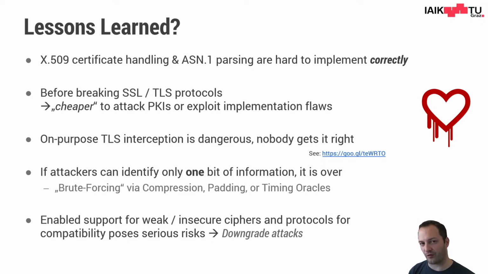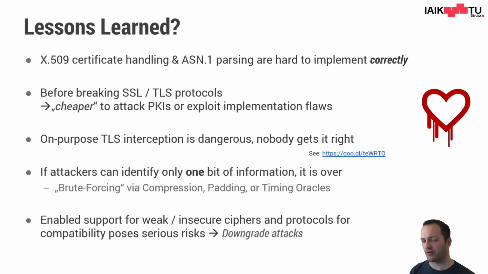And as always, before breaking something, it can be cheaper to just bypass it. And that's also true for public key infrastructure bugs, for implementation flaws. Rather than actually attacking TLS, you could just go and bypass things, for example, in terms of compression oracles or downgrade attacks. So instead of attacking something related to TLS 1.2, I might before that just try to downgrade the connection to something insecure.